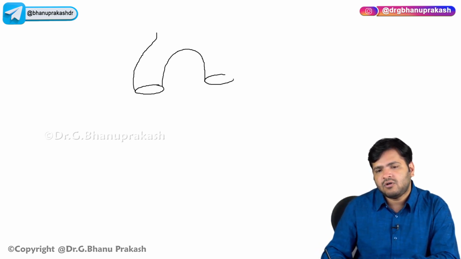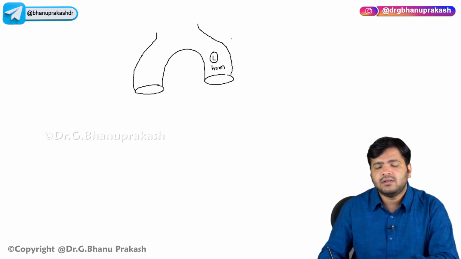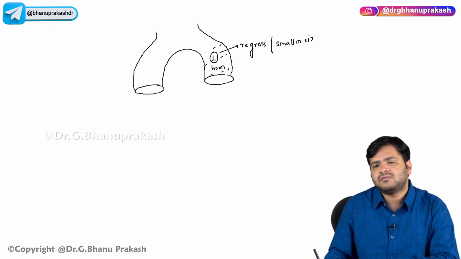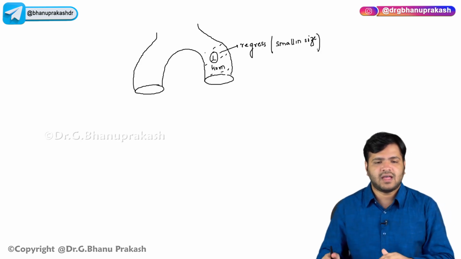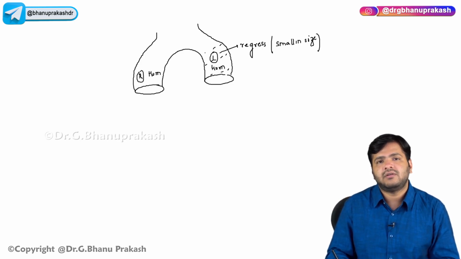we have this left horn of the sinus venosus, right? This left horn will now regress, it will become small in size because the blood supply is cancelled, and this is the right horn, right?